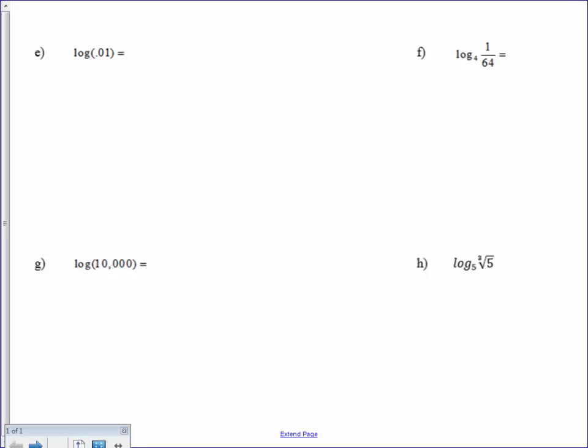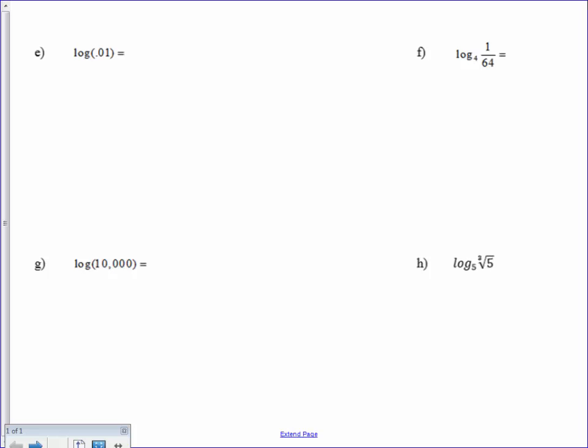This is a continuation of an earlier video where we have been asked to evaluate logs without using our calculator. So the first one we will look at here is log base 10 of 0.01.